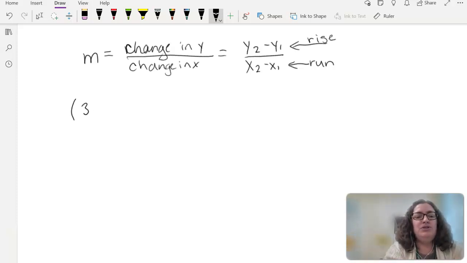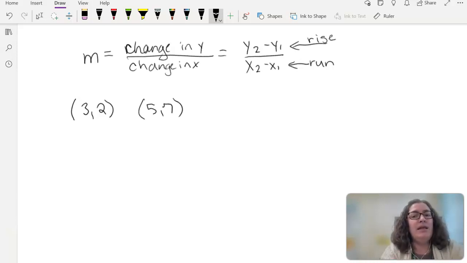So let me show you an example. If I give you the 2 points, if I say these 2 points, 3, 2 and 5, 7 are on my line, then I can find the slope by looking at the change in y's divided by the change in x's. Remember, in an ordered pair, we always have x values first, and it's the same reason because x comes first in the alphabet. So we have our x and then our y.